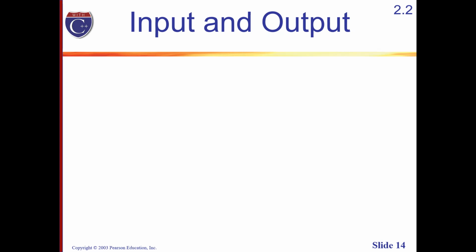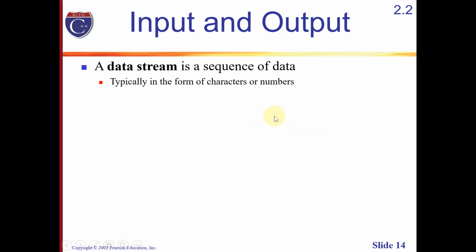We'll now proceed with the next topic, which is about input and output. In C++, we deal with data streams. Basically, a data stream is a sequence of data. Typically, it is composed of characters or numbers.